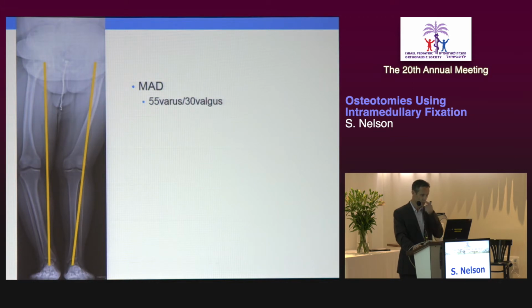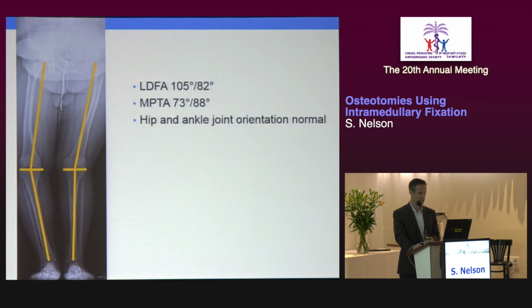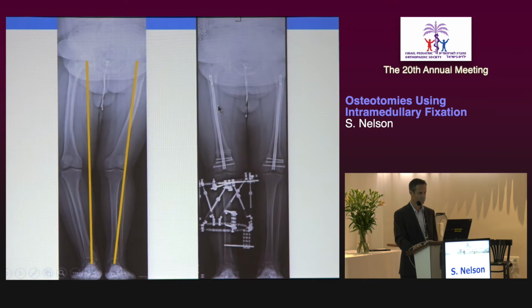Here's another case with a mechanical axis deviation on the right side varus and left side valgus, windswept deformity. We look at these numbers and note that we have an abnormality in both of the distal femurs and also in the right side on the tibia. The hip and ankle joint orientation were normal. In this case I did retrograde nailing in a staged procedure on both femurs and corrected the proximal tibial deformity with a Taylor spatial frame.